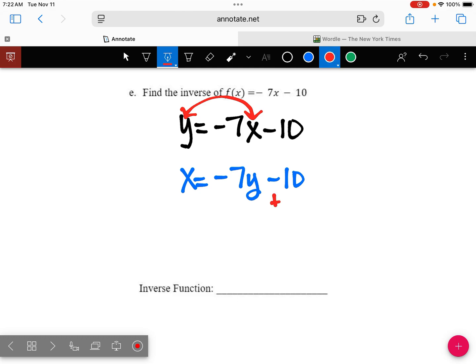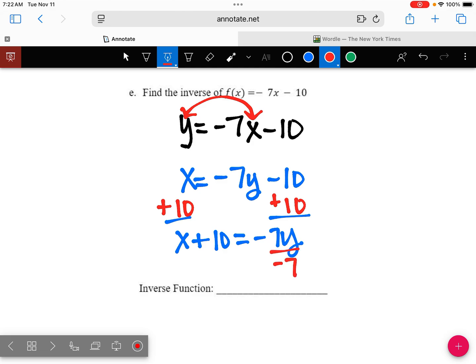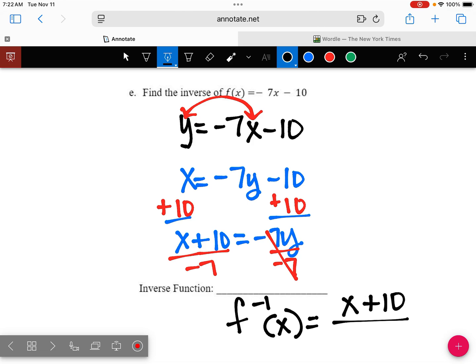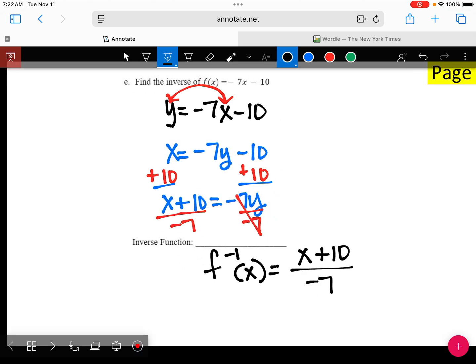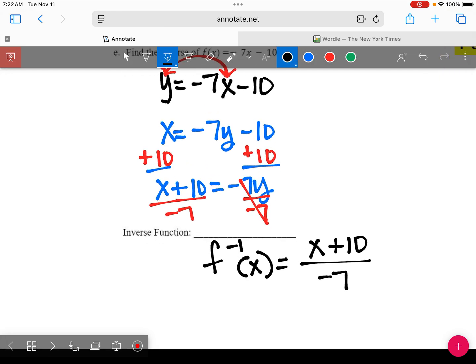So first thing I'm going to do is the opposite of subtracting 10, which is adding 10. And then to get rid of the -7, what do you think I'm going to do? Divide it. Okay, so I wrote kind of big, so I'm going to write my answer under it. But it would be the inverse of f of x is x plus 10 divided by -7. That would be your answer that you would write on the line.